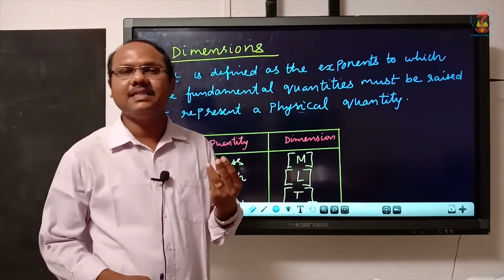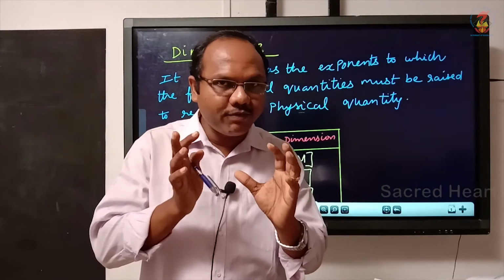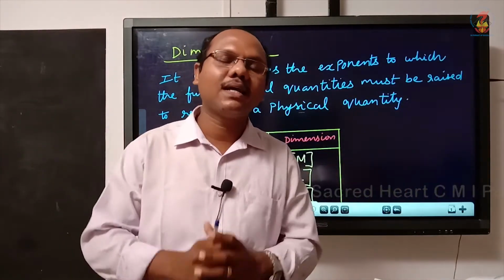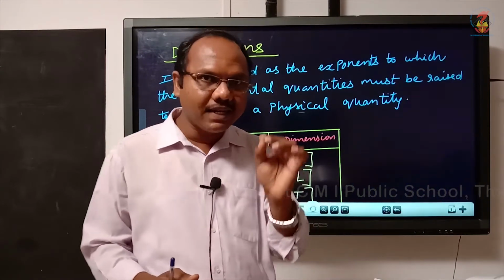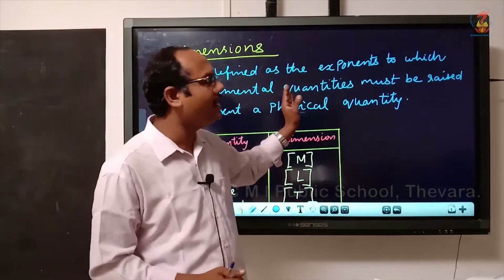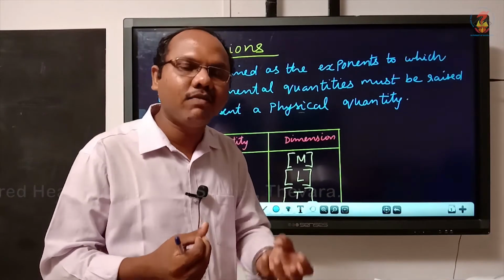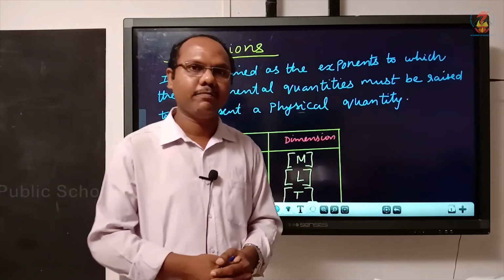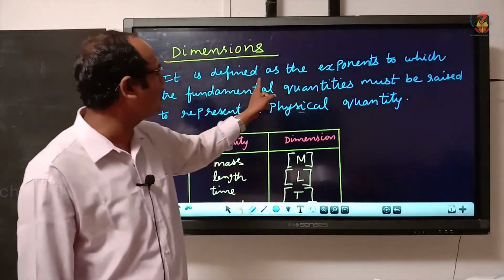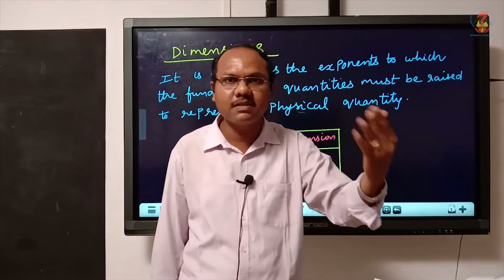We already discussed there are 7 fundamental quantities, and based on these 7 fundamental quantities all the other derived quantities can be made. So what the definition means is how we have to multiply or divide a fundamental quantity to get a derived quantity. That is why they said the exponents to which the fundamental quantities must be raised. Exponents means the powers.